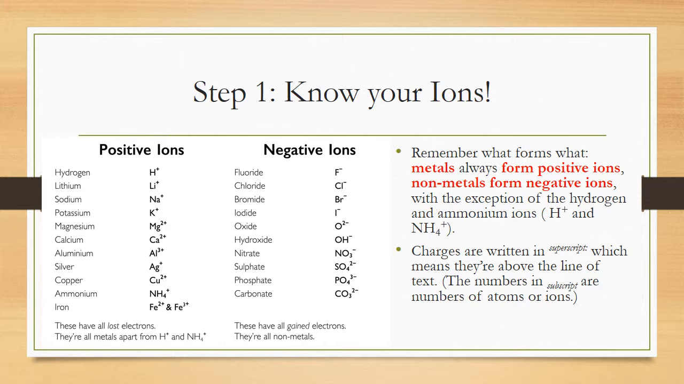There are certain rules to remember. Metals always form positive ions, non-metals form negative ions. Only 2 exceptions: both hydrogen and ammonium, which are non-metals, form positive ions. The charges are written in a superscript above the chemical symbol, and the numbers in the subscript below are the number of atoms or ions. So if we look at carbonate here, then 2 minus is the charge, and 3 is how many oxygen atoms we have in the carbonate ion.